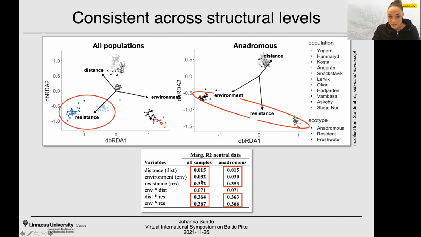And another thing that could be pointed out here is resistance. If we look at these values, the models including resistance had a lot higher values, which indicates that these landscape features are of really high importance for shaping the neutral genetic variation, which is in line with what we saw in the structure plot.